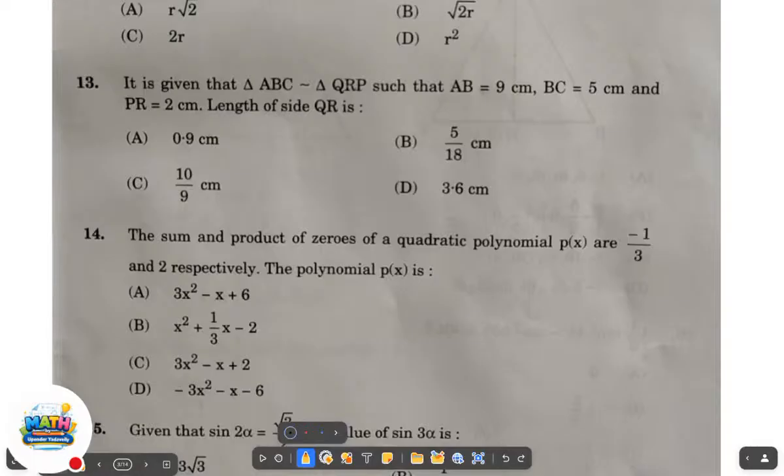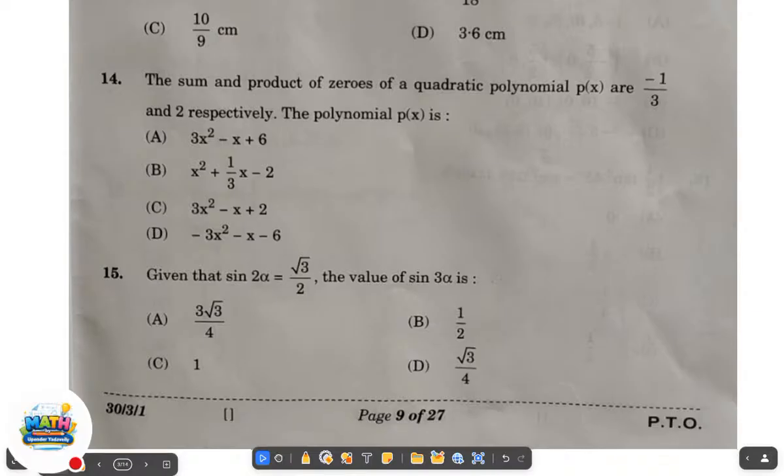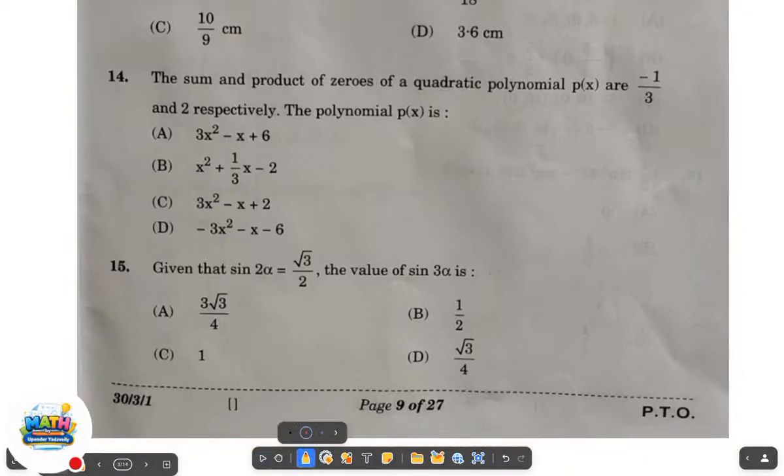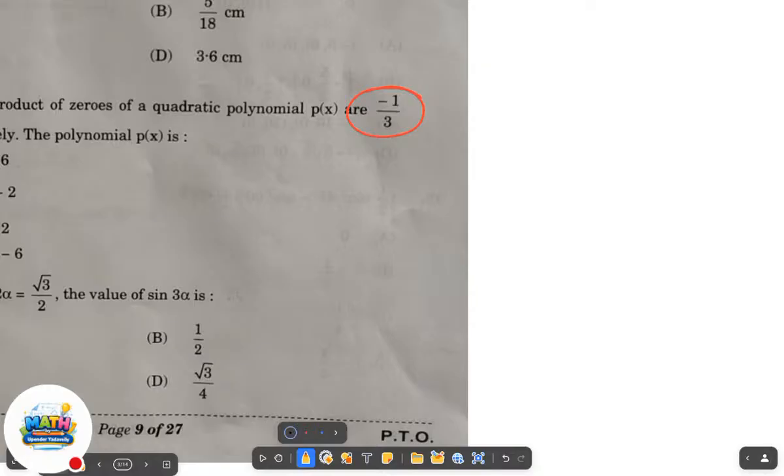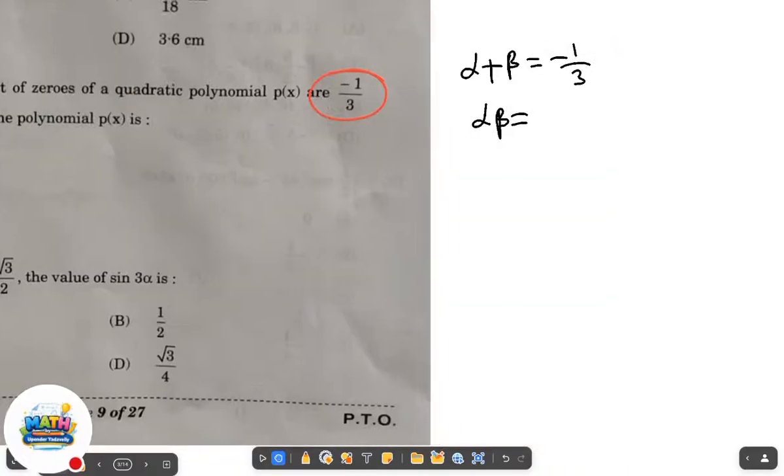Next, 14th. So the 14th question is: the sum and the product of zeros of a quadratic polynomial are minus 1 by 3 and 2 respectively. What is the polynomial? So the sum of the zeros is given here, the product of zeros is given already. If alpha and beta are the zeros, then alpha plus beta is minus 1 by 3, and the product of zeros, alpha into beta, is equal to 2.